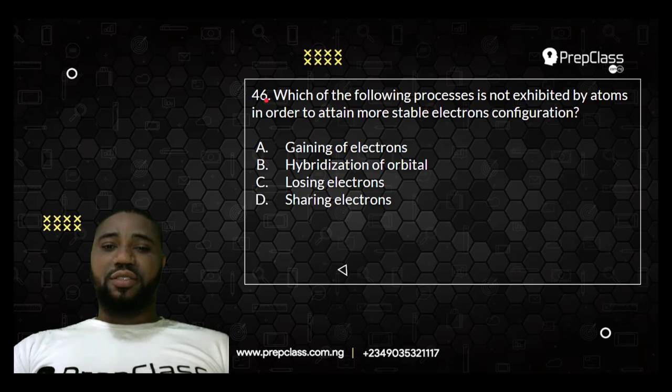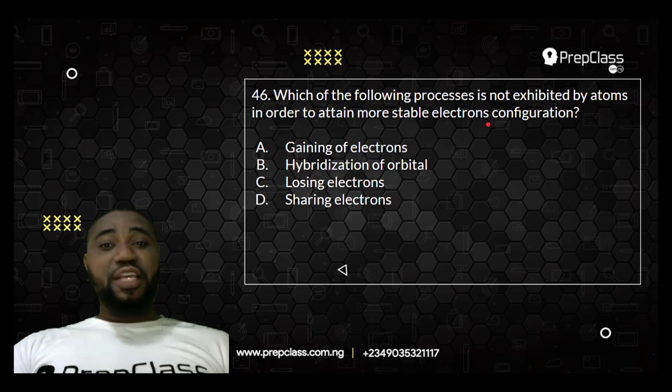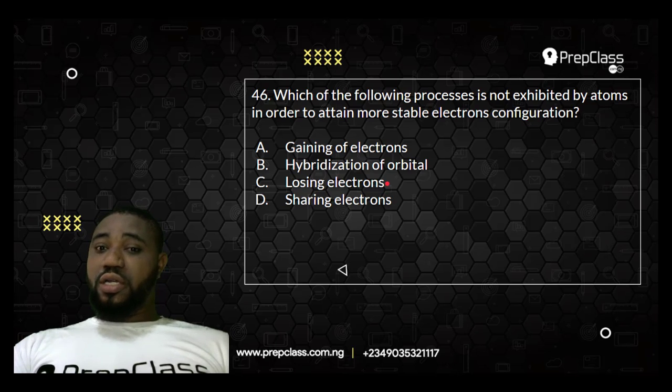Question number 46 says, which of the following processes is not exhibited by atoms in order to attain more stable electrons configuration? Now, remember that for atoms to attain a stable electronic configuration, they need to 1. Share electrons. Are you following? 2. They need to lose electrons if they are metals, and 3. They need to gain electrons.